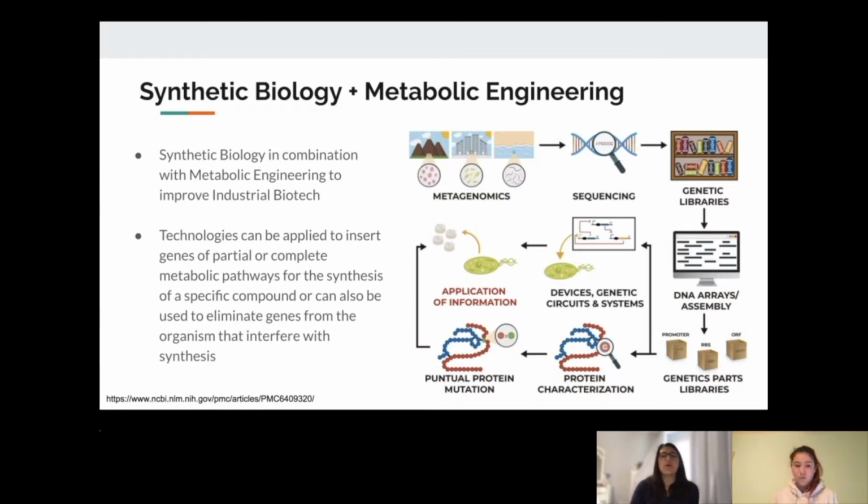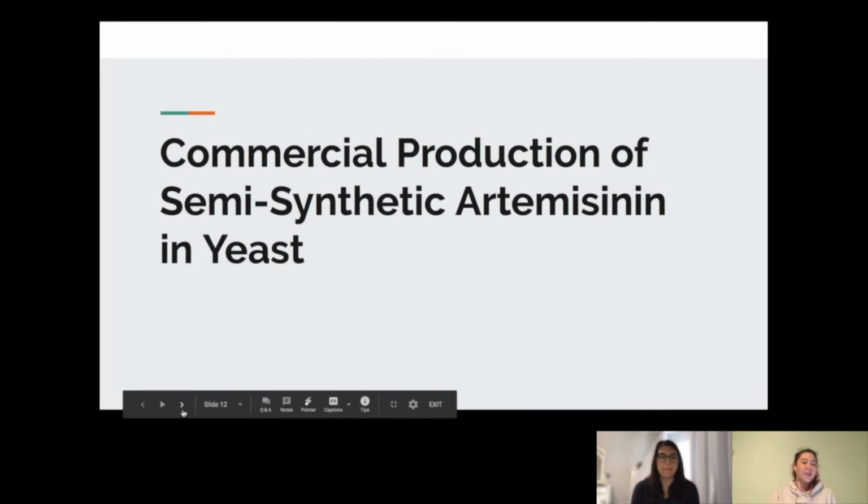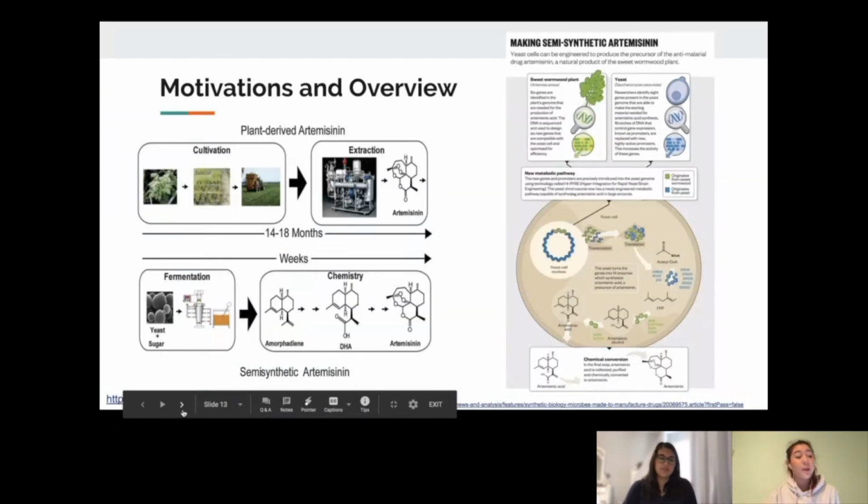So we'll now be going into some specifics to talk about applications of synbio and metabolic engineering within the industrial biotech field. All right, so the first thing that we're going to talk about is the commercial production of semi-synthetic artemisinin in yeast. So this is one of the first examples of using synthetic bio in conjunction with industrial biotech to produce more of a product. So first of all, artemisinin is a chemical that's used to produce anti-malarial drugs.